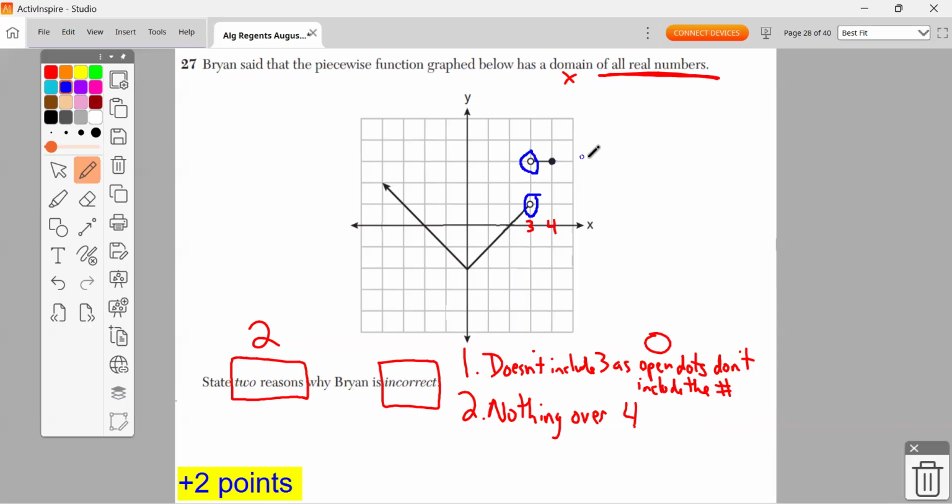If it had an arrow going to the right here, then it would include all real numbers. But because it stops at the 4, because there's a closed dot and no arrow, it is not all real numbers. So you needed both reasons there.